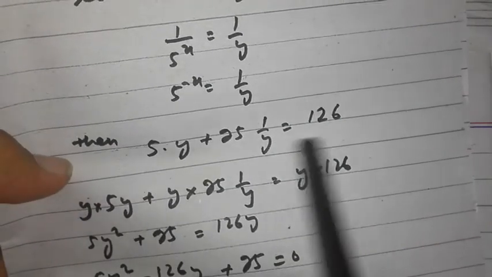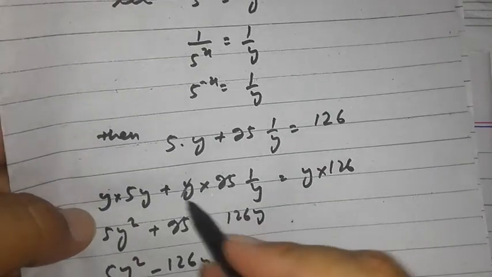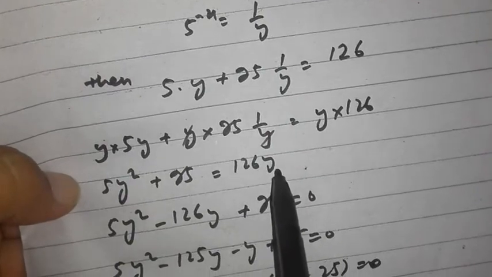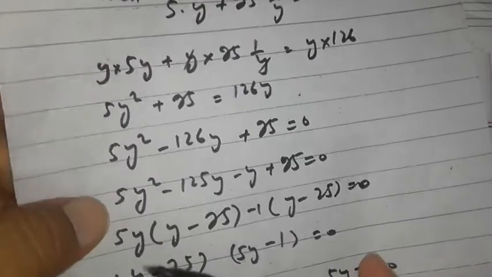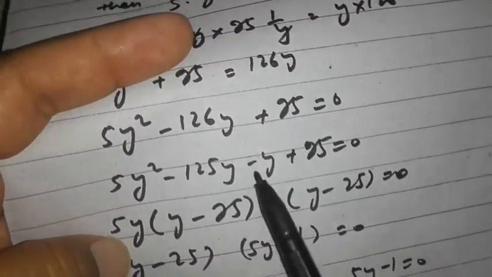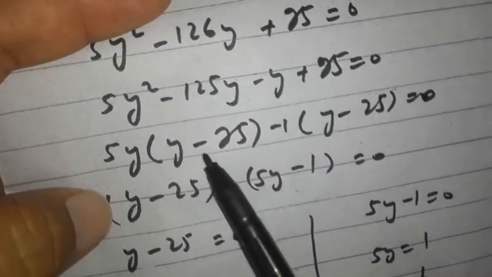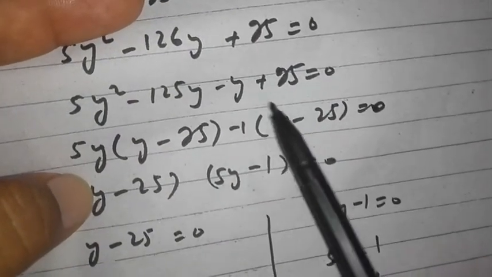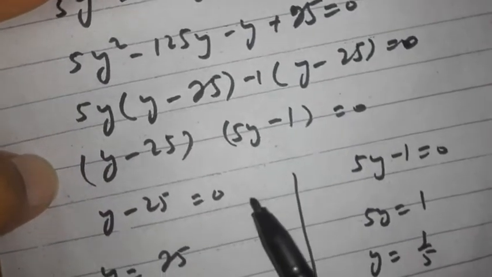Now multiplying both sides by y, we get this equation 5y square plus 25 equals to 126y. Shift this 126 to the left side, the equation will become like this. Now split this term in such two terms by adding which we get this, and by multiplying which we get the product of these two. Now take here 5y common, we get y minus 5, and minus 1 common from these two terms, we get y minus 25 equals to 0. So take these two equals to 0.